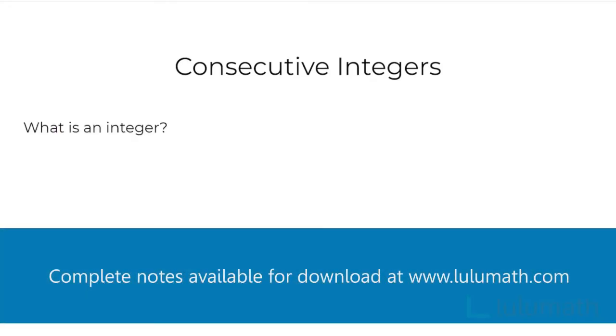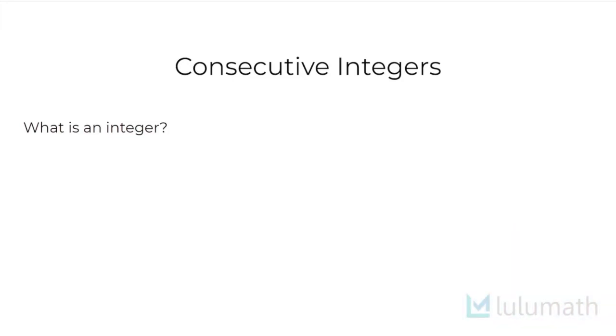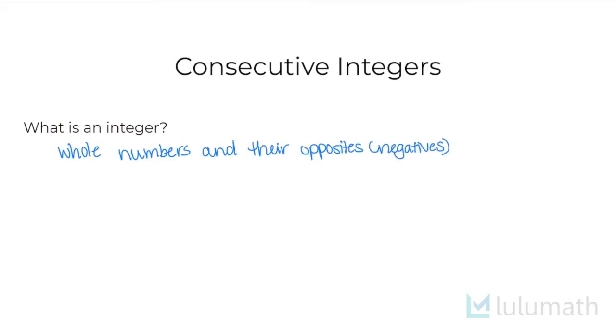So the first thing we have to do is define what an integer is. The integers are just whole numbers and their opposites or their negatives. An example of an integer would be 5, but also -5 is an integer. We could have 2, but -2 is an integer. 0 is an integer because it's a whole number, and because it's neither positive nor negative, it doesn't have an opposite, so it's just 0.